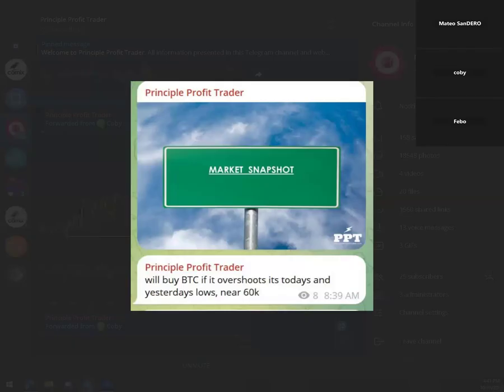So I said, if Bitcoin will be penetrating today's and yesterday's lows and trading near 60K, I will step in and take a long. So this is the prep, and this prep is early, ahead of time. You see the time print here at 8:39 a.m. is when I basically warned everybody, and this is warning myself as well.